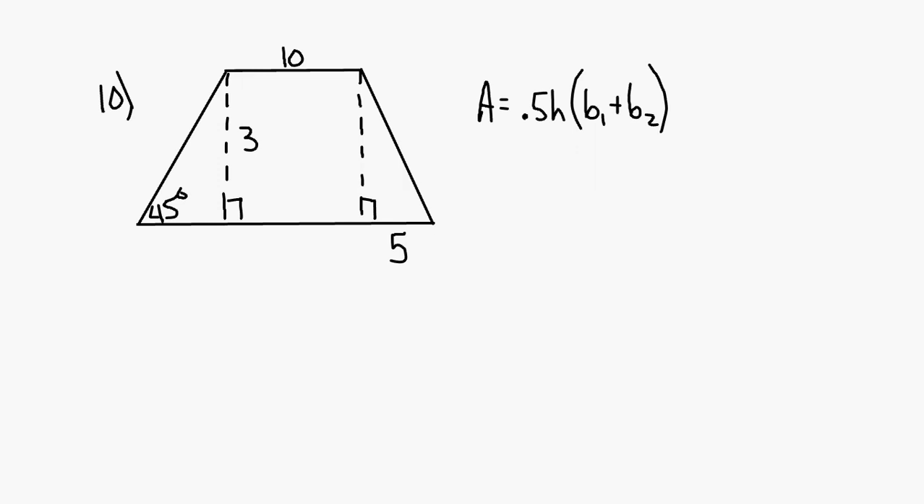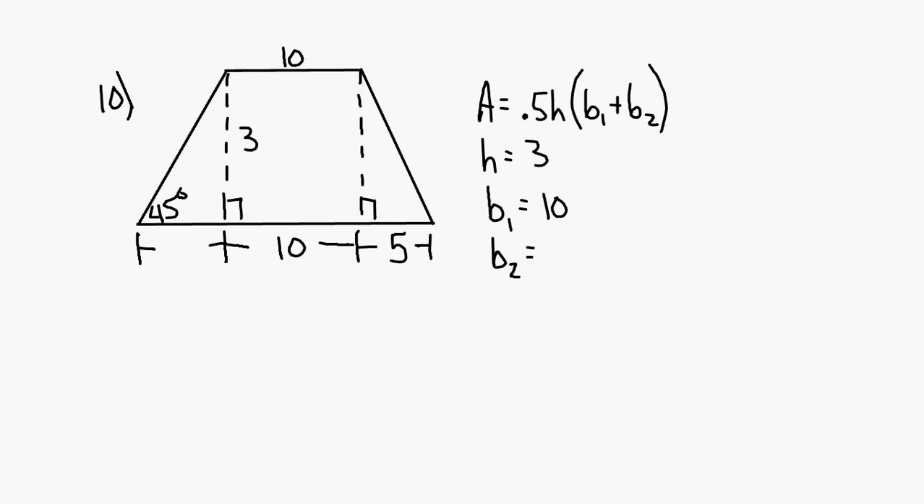Alright, so 3 is your height. Base 1, you can call that the top, that's 10. You don't know base 2. Base 2 is going to be the sum of all these numbers down here. If this top piece is 10, then this section of the bottom piece is 10. And you need this right here.